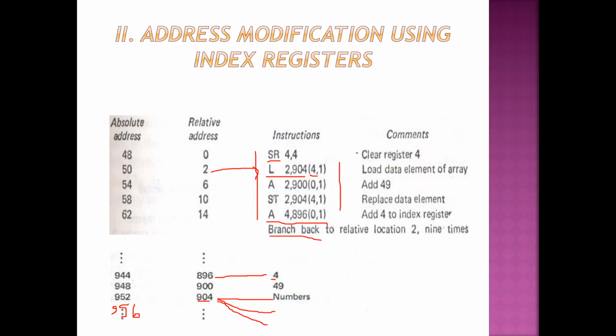First time the register is cleared, so it is 0. We execute the code. Then we add 4 to it. It becomes 4. Register 4 is going to be 4. You branch back. Then what you do? 904 plus 4 plus 48 will give you the next number, which is at location 956. Right? You come back again, add 4 to the index register, which was 4, so 4 plus 4 becomes 8. Again go back to this and keep looping it 9 times.